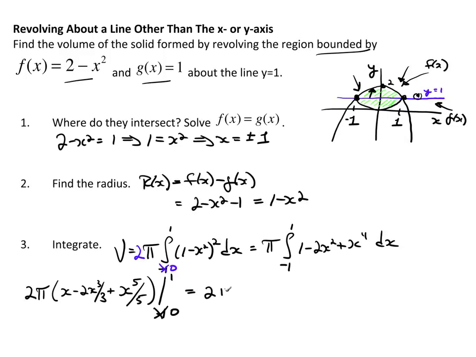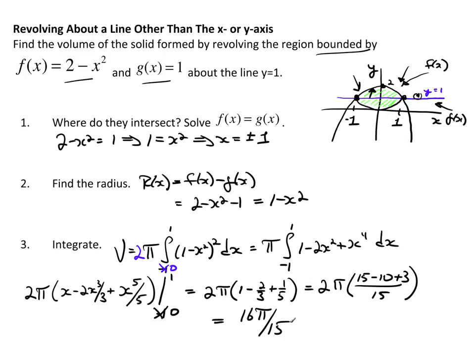So this is going to be 2 pi times 1 minus 2/3 plus 1/5. So that's going to be 2 pi times, 15 is going to be my lowest common denominator. So this could be 15 minus 10 plus 3 over 15, which is what? 8 over 15? So this is going to be 2 times 8 over 15, which is 16 pi over 15.